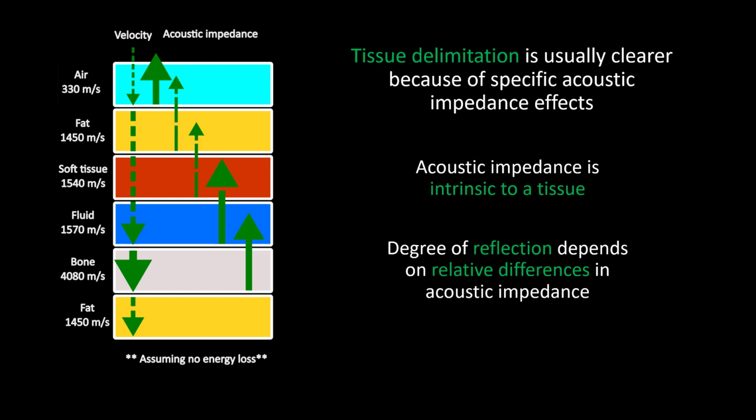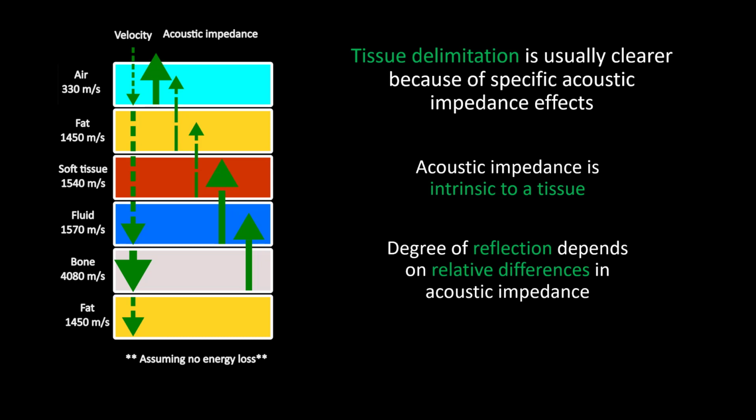Basically, acoustic impedance is a measure of tissue stiffness and flexibility and is the product of density and speed of sound. Acoustic impedance is intrinsic to tissue. Air has low impedance and bone has high impedance. Between tissues, it is the relative difference in acoustic impedance that determines the degree of reflection. A high relative difference leads to a high reflection.